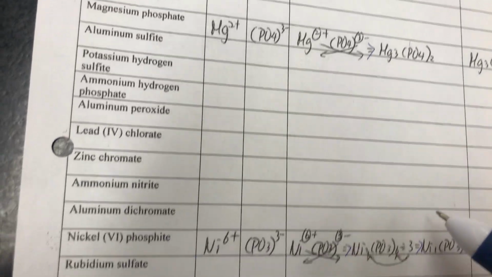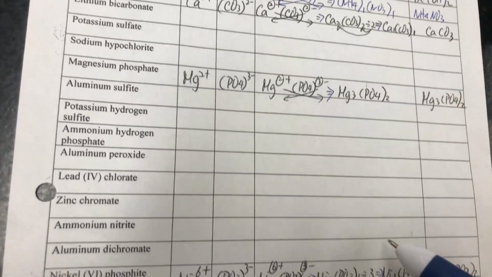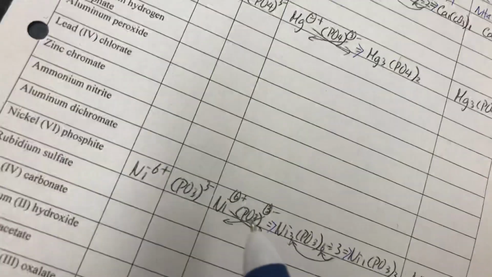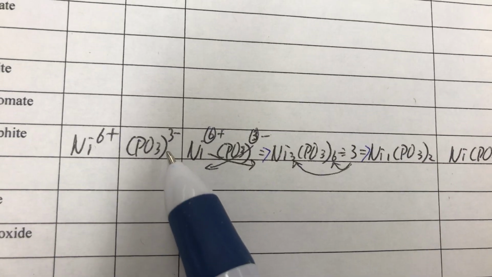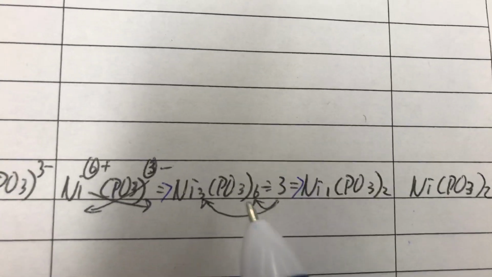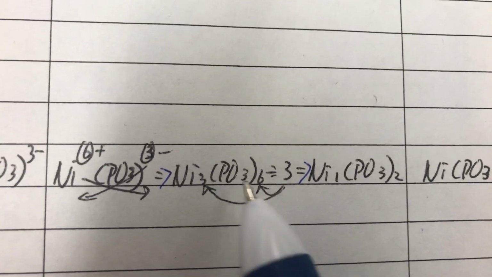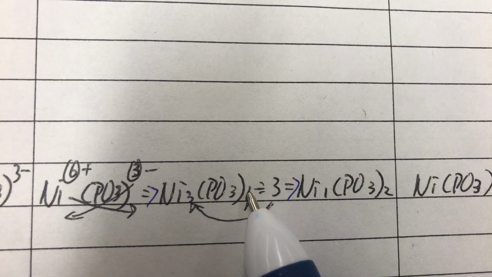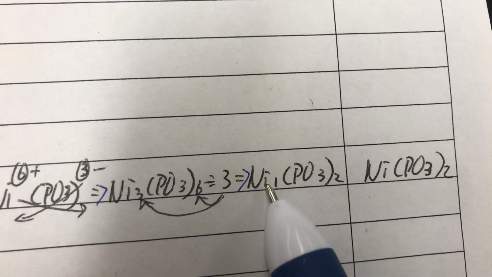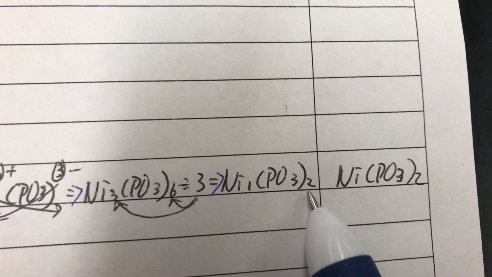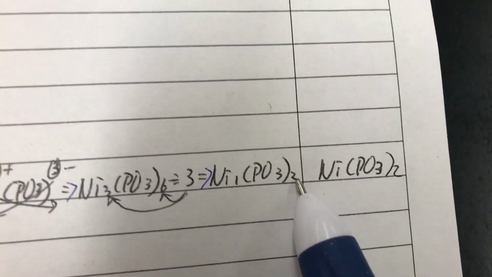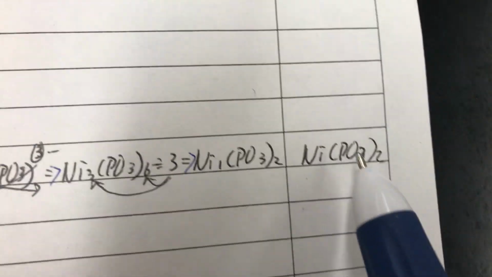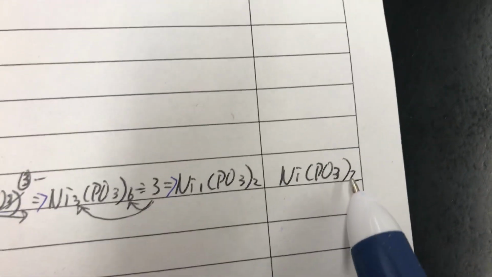So let's look up the nickel VI phosphate. So Ni6+ (PO3)3-. And again, I cannot touch this PO3. I can only divide the 6 and 3 here. So I get Ni1(PO3)2. Now here I have to keep parentheses because I did not take away the 1. I keep the 2. So I have to keep this to become (PO3)2. Otherwise, it will become PO32, which is wrong.